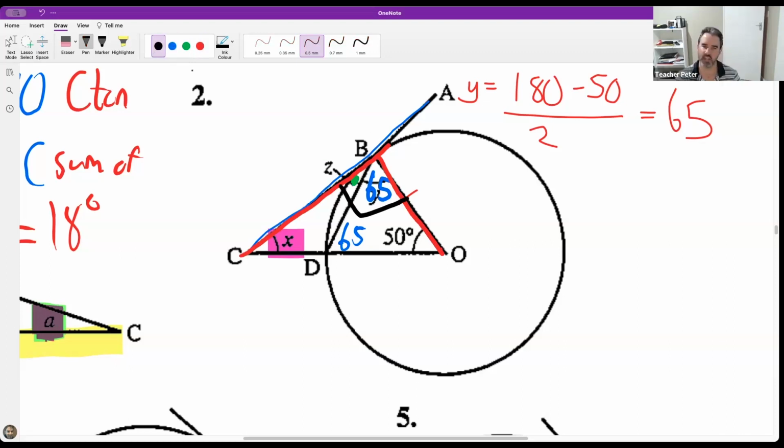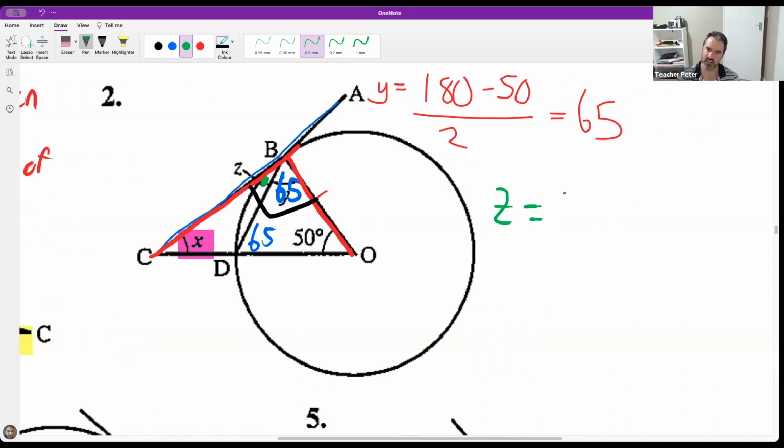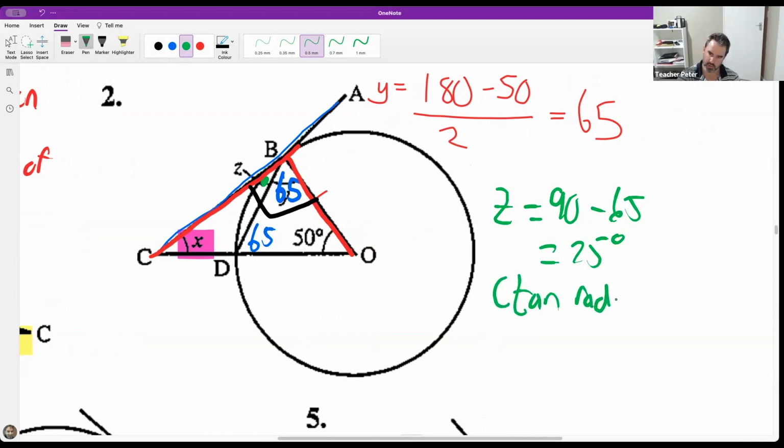So what is the green dot going to be, or what we would call z? What is z going to be? So z is just going to be 90 minus 65, which is 25. And the reason would be the tan radius theorem.